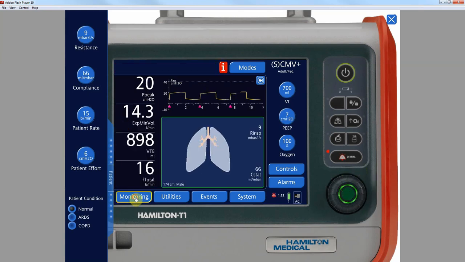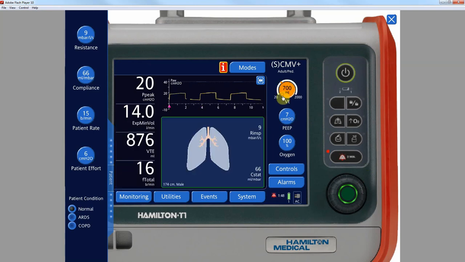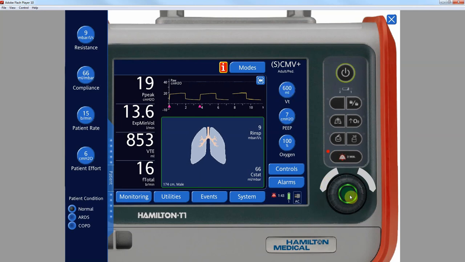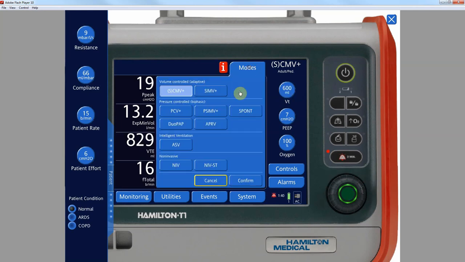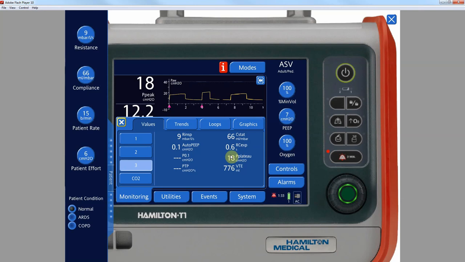So when we monitor our plateau pressure, if that is high, if it is 25 or 30, we would lower the tidal volume. But again, you shouldn't be really in this mode. You're going to be in ASV. Even in ASV, you can still monitor your plateau pressures. But since this is a pressure mode, your plateau won't be higher than your peak pressure. Okay, your plateau will not get that high.